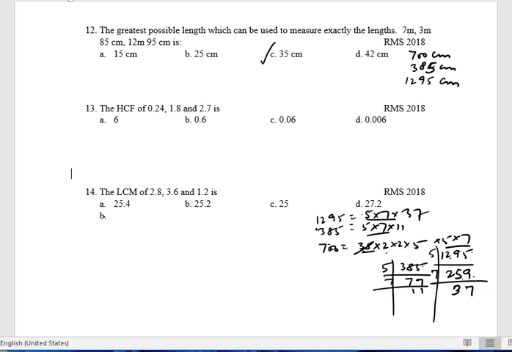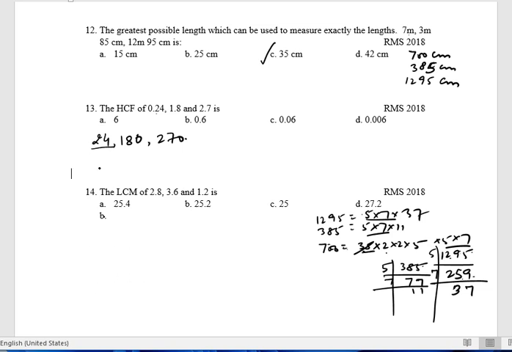13th question: HCF of 0.24, 1.8 and 2.7. The way to solve is first remove the decimal, find the HCF and then put the decimal back. If we remove the decimal, as it has 2 digits after the decimal, we have to multiply all the numbers by 100. So it will become 24, 180 and 270. Find out the HCF. What is the HCF of all the numbers?